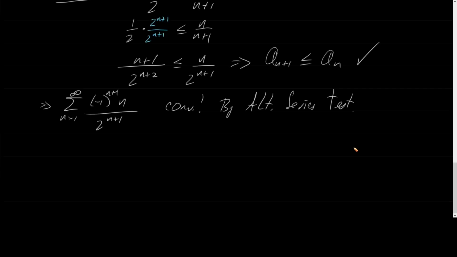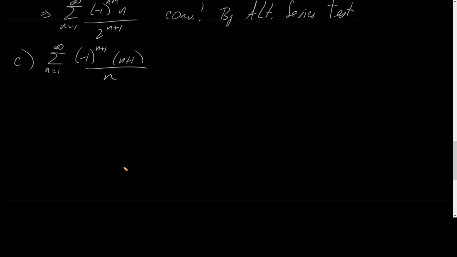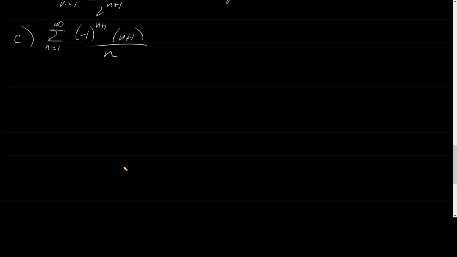Next one, C. Let's say I had this series, the series from n equals 1 to infinity of (-1)^(n+1) times (n+1)/n. This is definitely an alternating series because we have -1 raised to either n or n+1. It would also work if it was n-1, but in general, we like to use n or n+1.